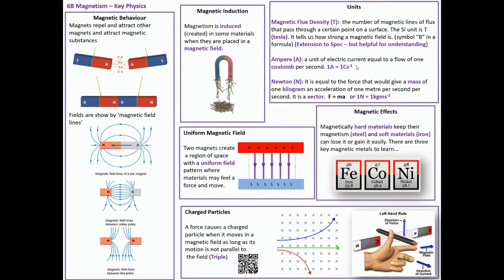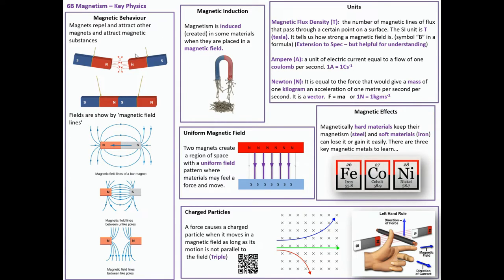Ampere, that's what we've done before. So 1 ampere is 1 coulomb per second. It's electrical current, the flow of 1 coulomb of charge per second past a point. Newton is equal to the force that would give a mass of 1 kilogram an acceleration of 1 meter per second squared. It's a vector quantity. We use the formula F equals ma, or F over m is a. So 1 Newton is 1 kilogram meter per second squared.